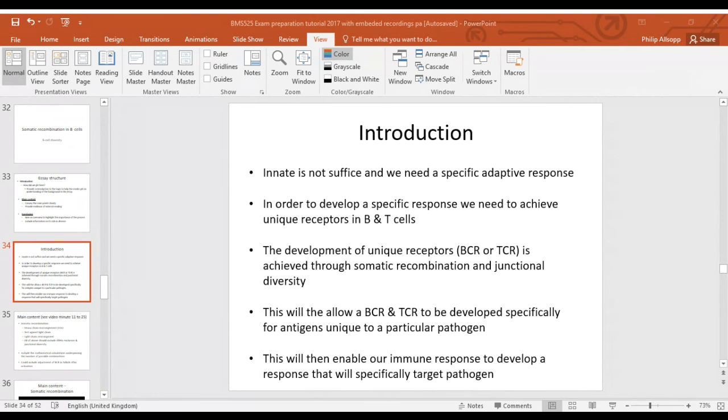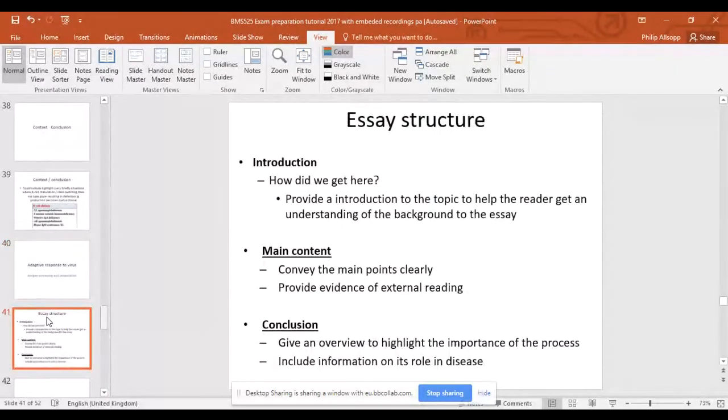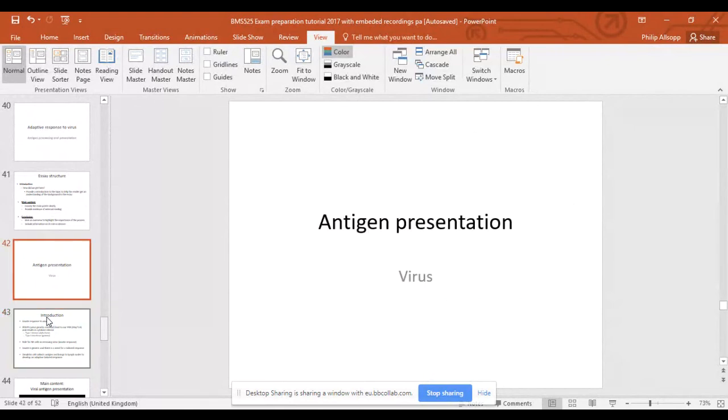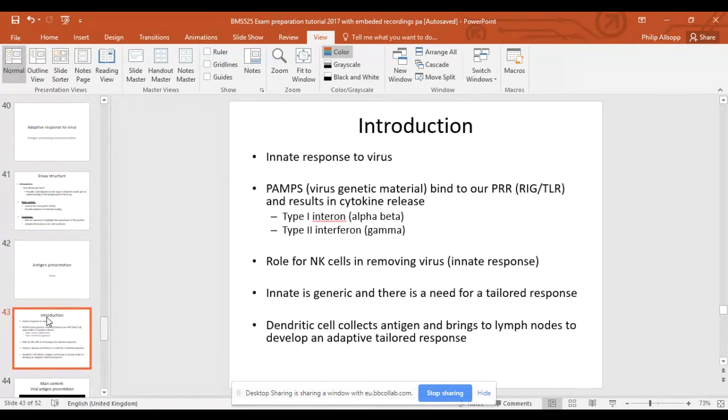Okay. Now, moving on to adaptive response to a virus. One of the things that's critical to an immune response to a virus is antigen presentation. And you're going to talk about the endogenous antigen presentation pathway. In terms of the introduction, I need you to tell me what happened before antigen presentation. So how did the immune system know that a virus was present?